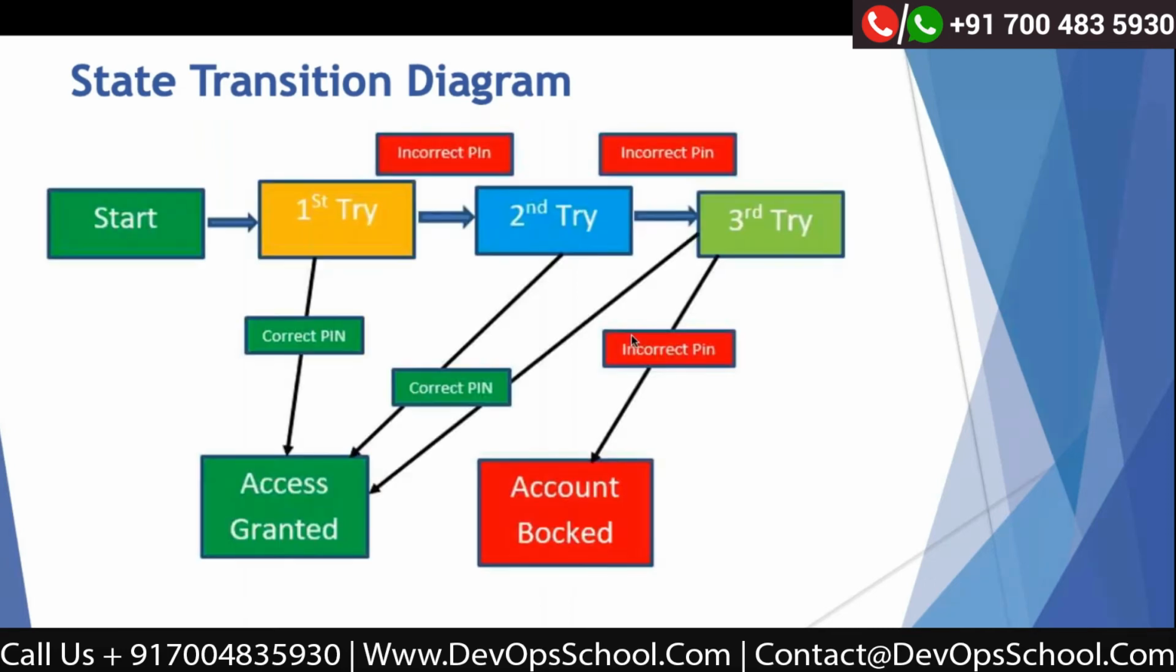So I will show you a simple diagram. I tried with the incorrect pin. If it is an incorrect pin, it throws an error message on the first try. It will say incorrect pin. If it is correct, then it will accept the pin and I will be logged into the home page. In the second try, if you input an incorrect pin, it will throw an error message.